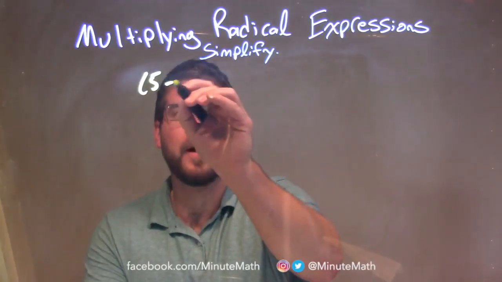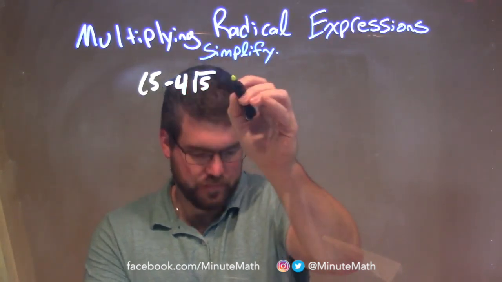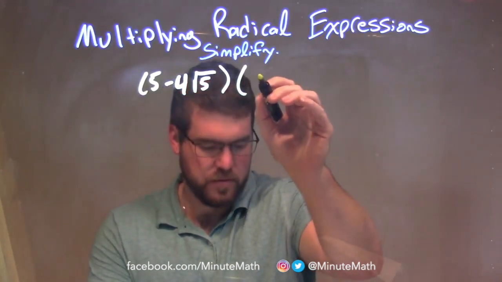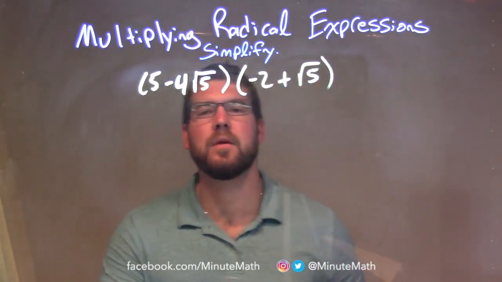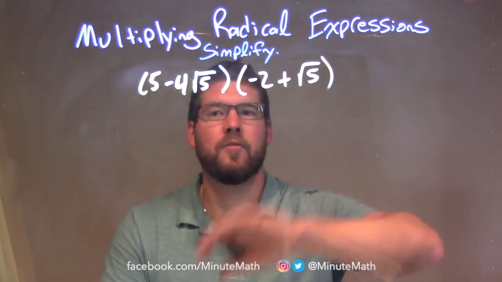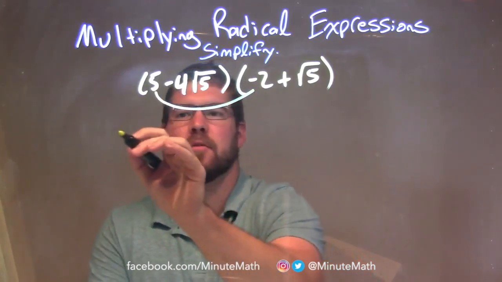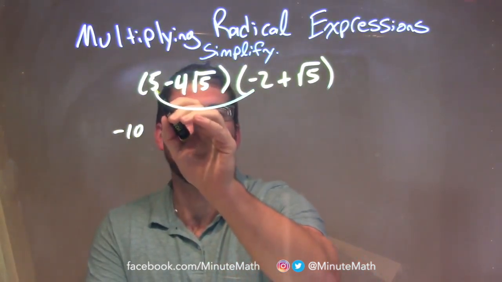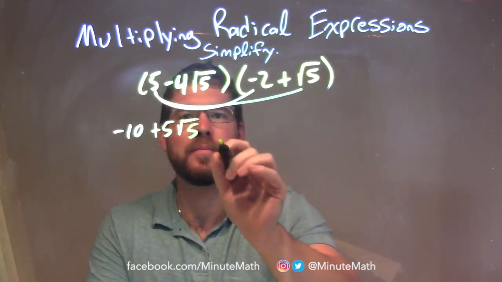5 minus 4 square root of 5 times negative 2 plus the square root of 5. So what I want to do is take all parts of my first parenthesis and multiply by all parts of my second parenthesis. So let's do that. 5 times a minus 2 is a minus 10. 5 times the square root of 5 is just 5 square root of 5.